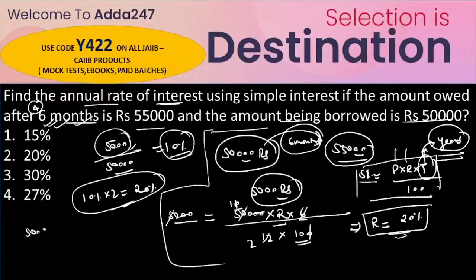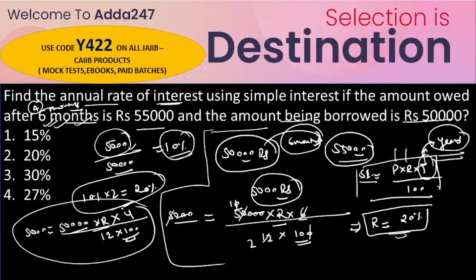Now, if we have to calculate the value here, we can write 5,000 equals 50,000, that is the principal, times the rate of interest, times the time period. If it is 4 months, we just write 4, because we have to calculate for the annual rate of interest, so 4 divided by 12, and it is multiplied by 100. This is how we can solve these kinds of questions. I think this concept is clear for everyone.